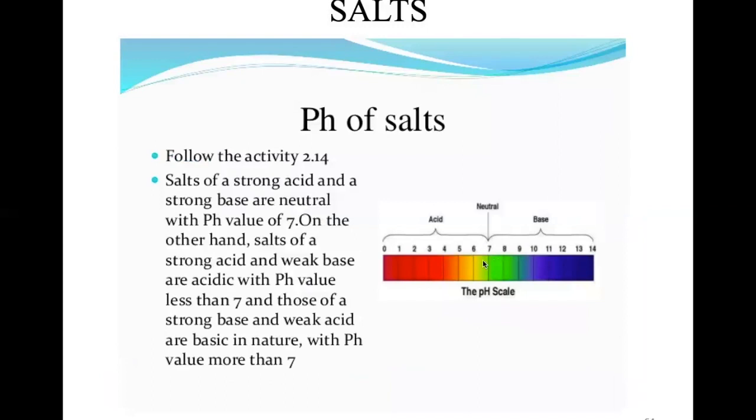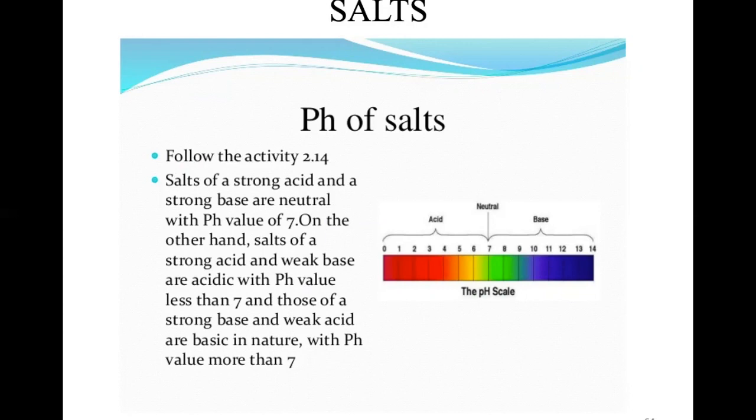It can be less than 7, slightly less than 7, between 6 and 7. It is called an acidic salt. If slightly more than 7, between 7 and 8, it is called a basic salt. I've already told you that the salt can be exactly neutral. Exactly neutral salt is formed only when the reaction takes place between a strong acid and a strong base.